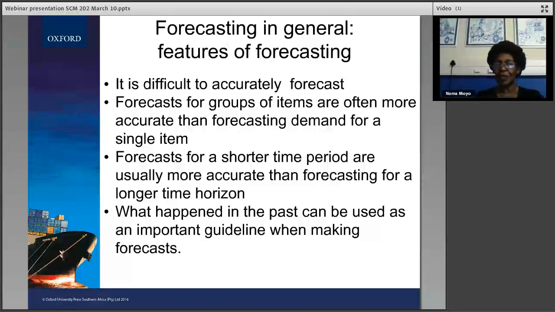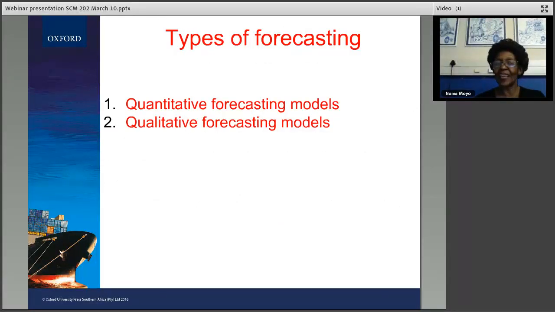It is difficult to accurately forecast. Forecasts for groups of items are often more accurate than forecasting demand for a single item. Forecasts for a shorter time period are usually more accurate than forecasting for longer time periods or time horizon. What happened in the past can be used as an important guideline when making forecasts.